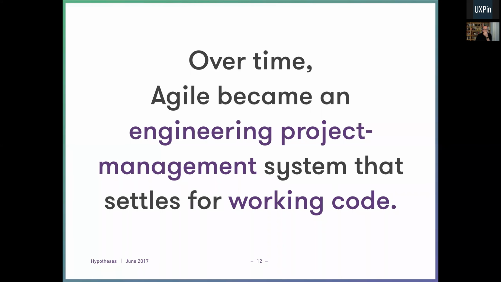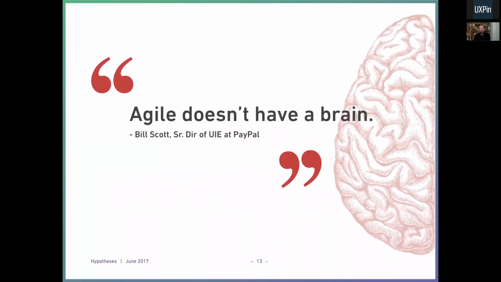And so that's led people to the sort of insight. This is our friend Bill Scott at PayPal says, Agile doesn't have a brain. And so a lot of the work that we've been doing in the last few years has been about trying to take what I think was always intended as Agile, as a way to produce valuable software, and restore that brain to the Agile process.